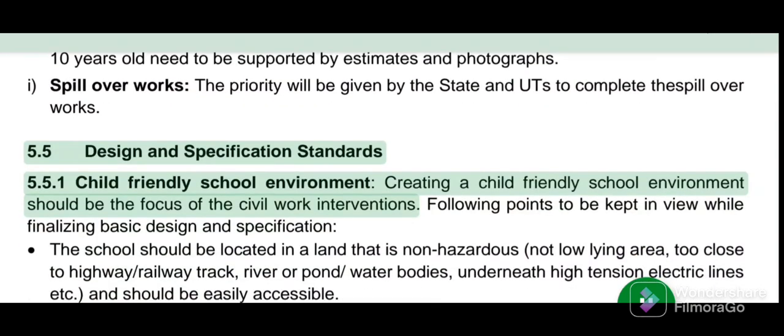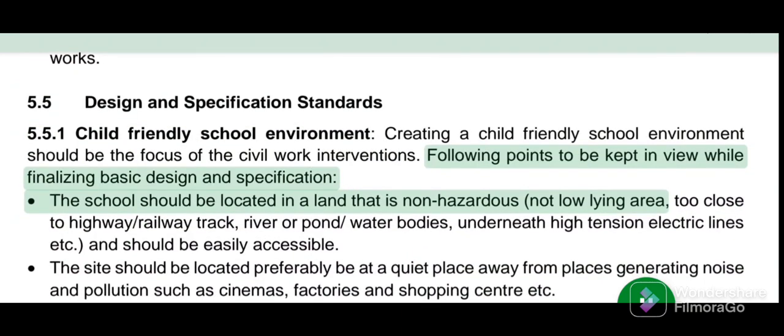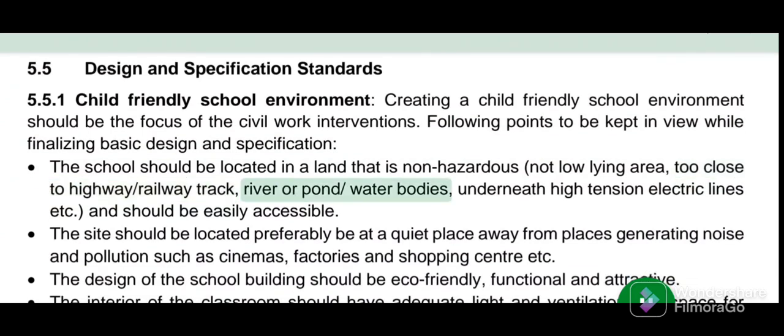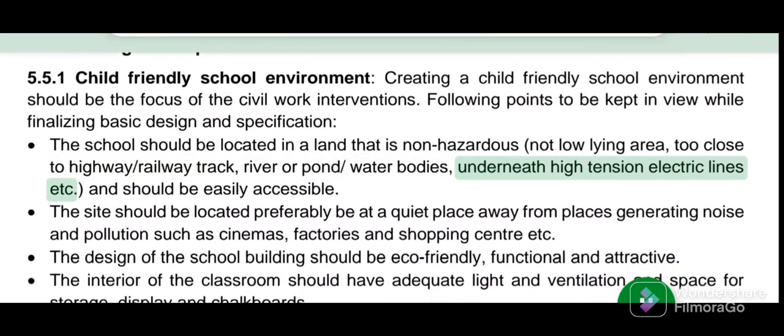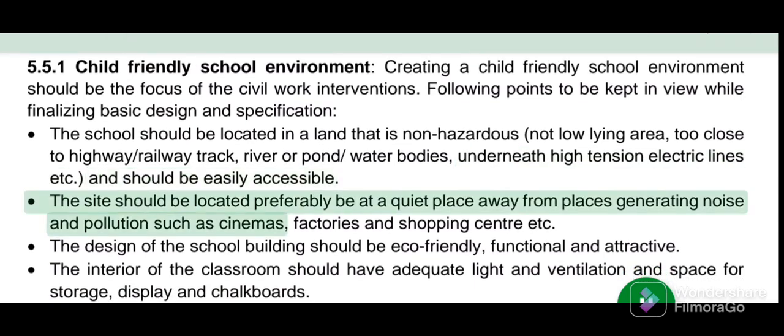5.5 Design and Specification Standards. 5.5.1 Child-friendly school environment. Creating a child-friendly school environment should be the focus of the civil work interventions. The following points are to be kept in view while finalizing basic design and specification. The school should be located on land that is non-hazardous, not a low-lying area, not too close to highway, railway track, river or pond, water bodies, underneath high-tension electric lines etc., and should be easily accessible.